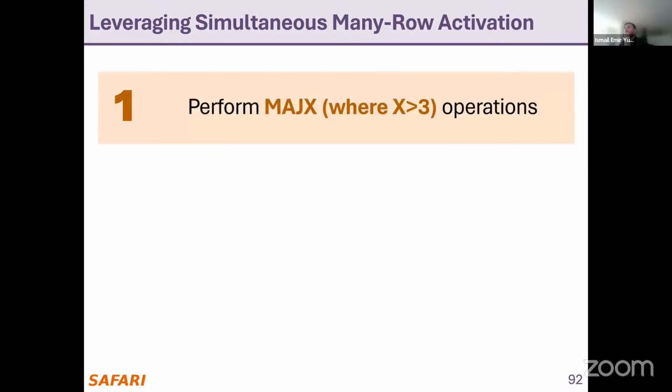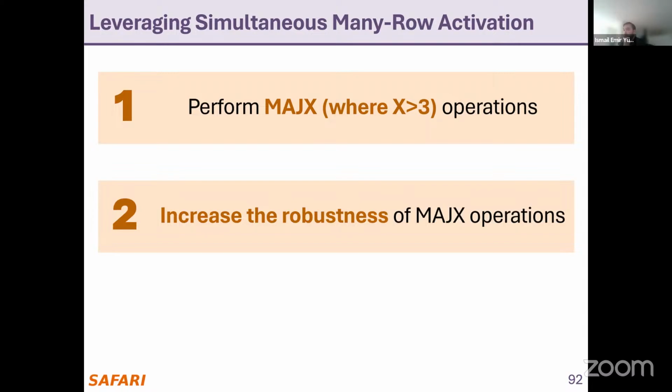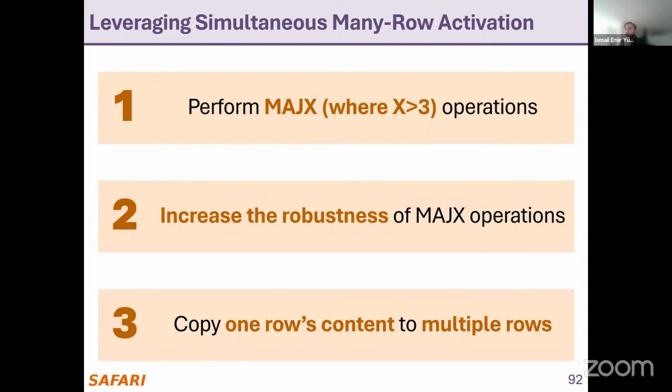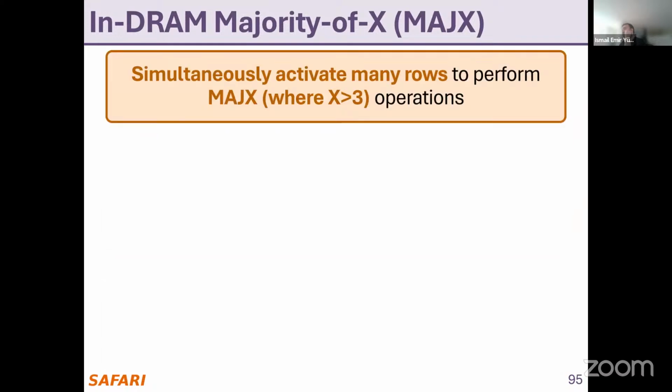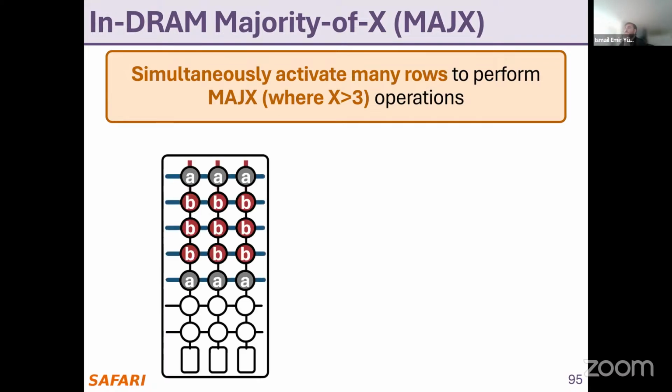So by leveraging simultaneous mini-row activation, we observe that we can perform MAJX, where X is higher than 3. We can increase the robustness of MAJX operations, and we can copy one row's content to multiple rows. Now, let's take a look at the first one, majority of X operation. Here, we activate multiple rows at the same time to perform majority of X. Here we assume we activate 5 rows, 2 of them have A, 3 of them have B. We can implement majority of 5, which results in B.